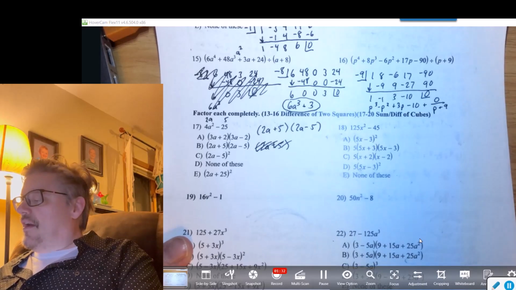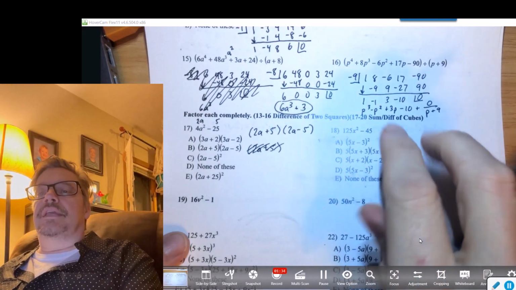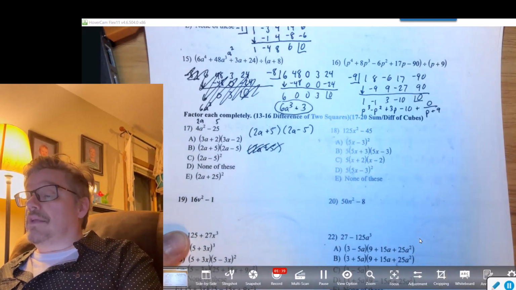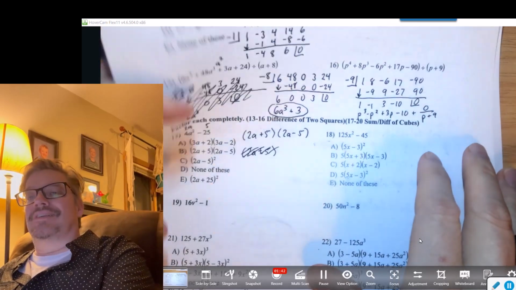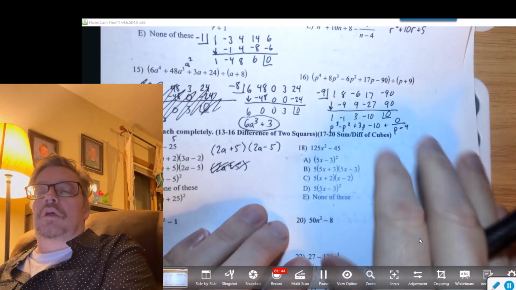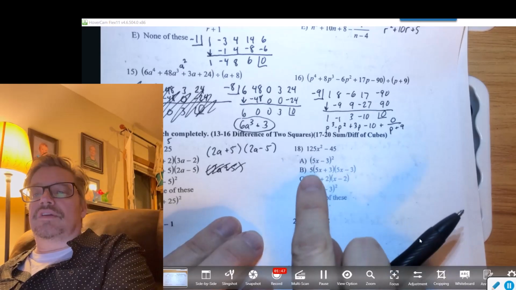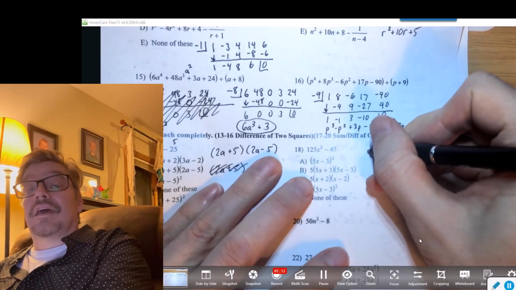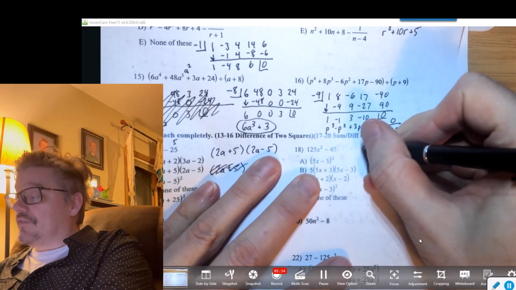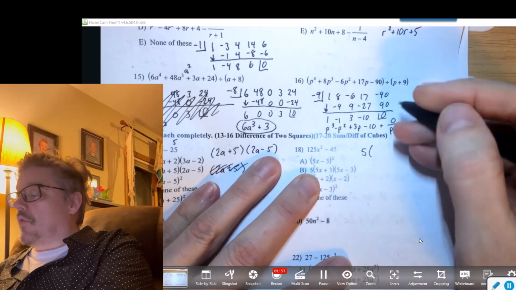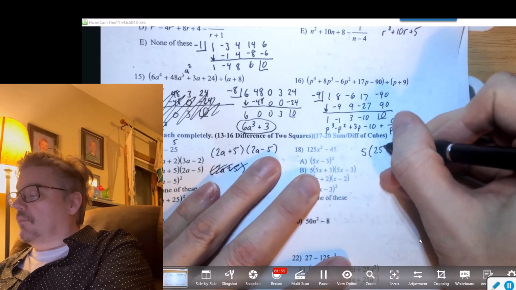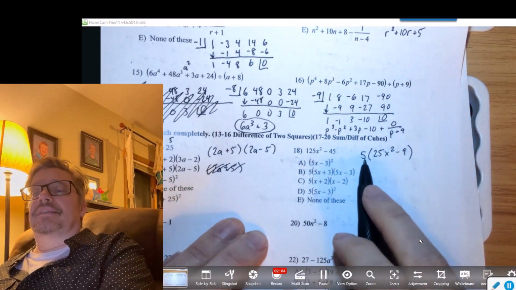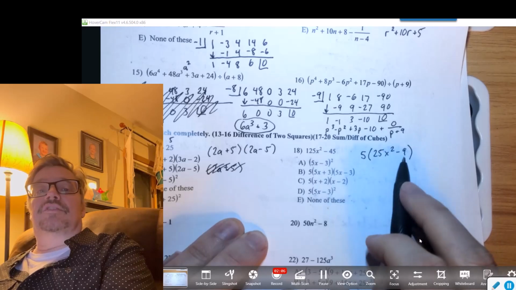All right. Okay, so now in 18, 125 is not a perfect square, and neither is 45. So make sure you do a GCF. Now, GCF is the greatest common factor. It looks like here, you can see in your choices, do you see how they pulled out a 5? We're going to pull a 5 out of these to see if there's actually a perfect square that's left. So 5 goes into 125 25 times, and it goes into 45 nine times. So now, by taking out the 5, we have a difference of two squares.